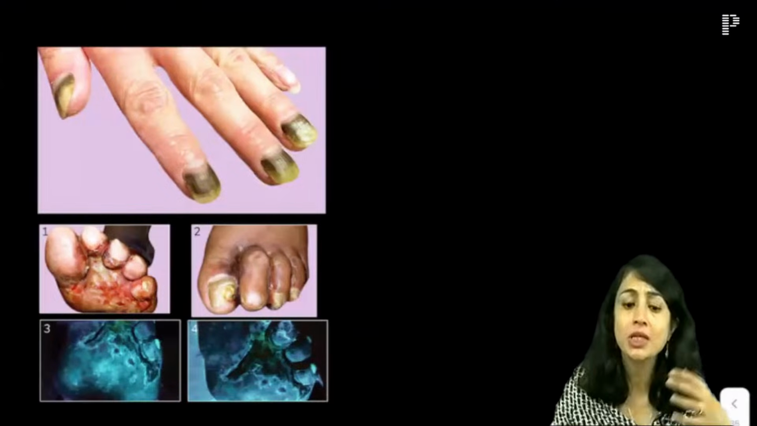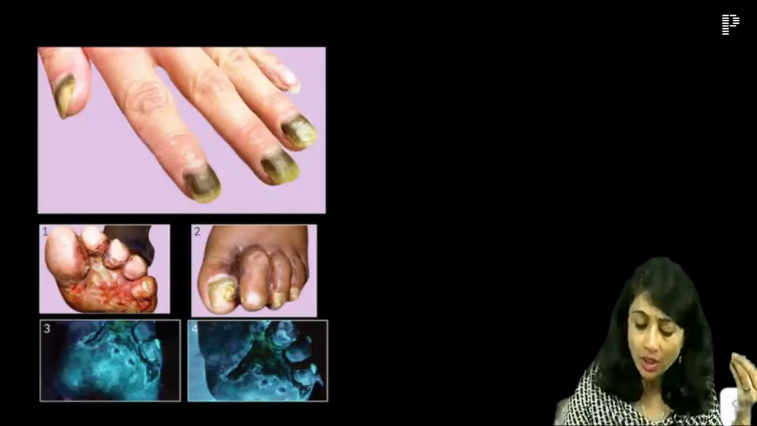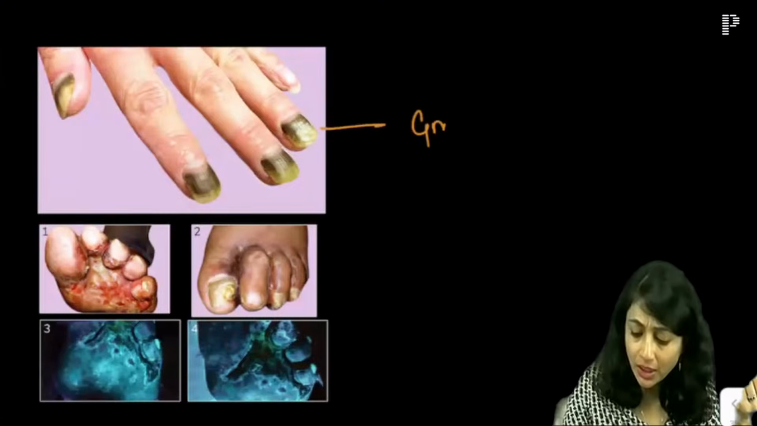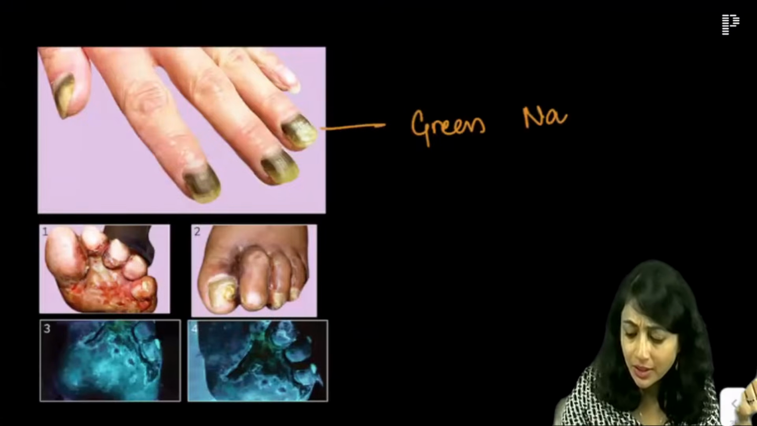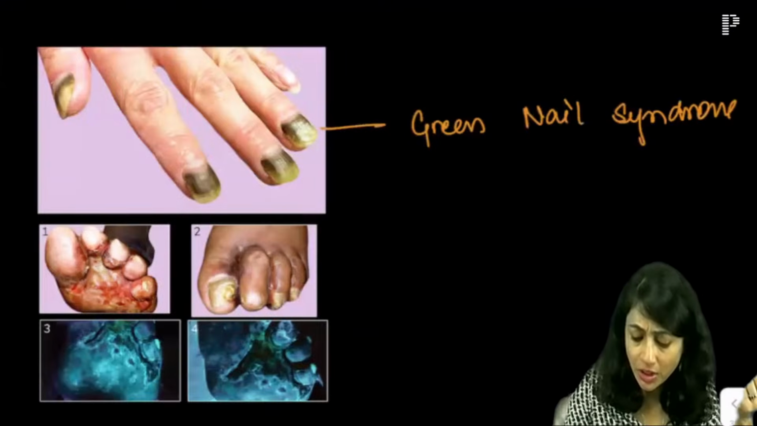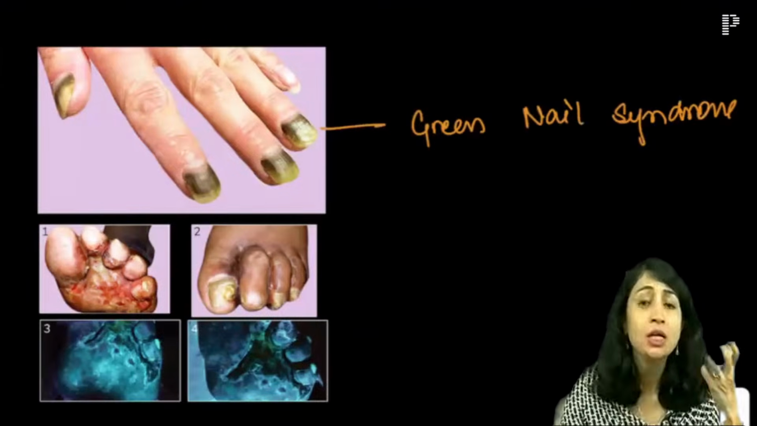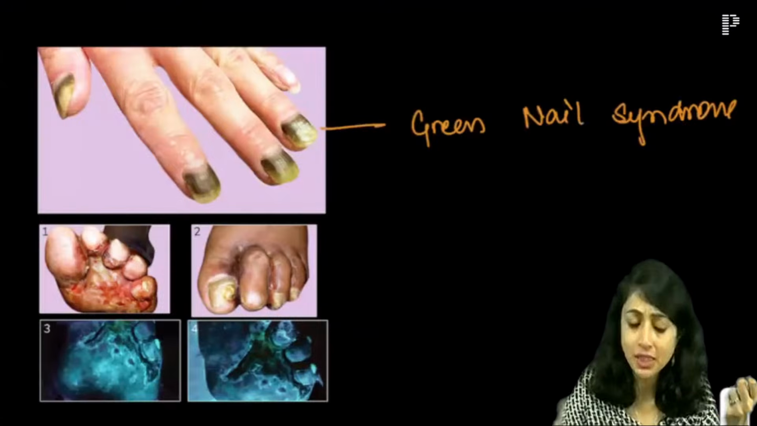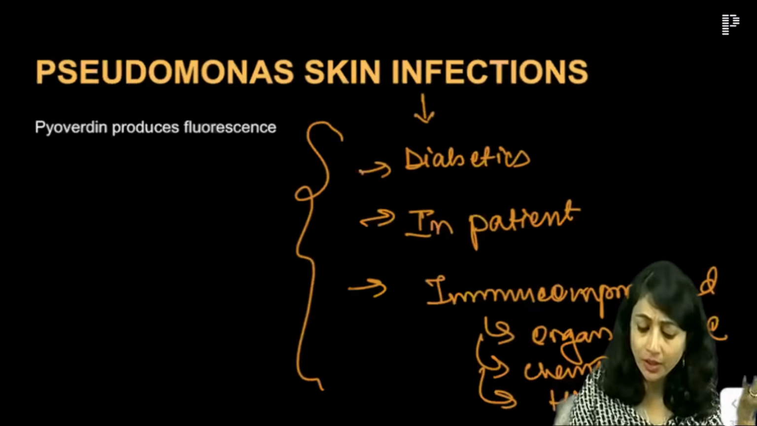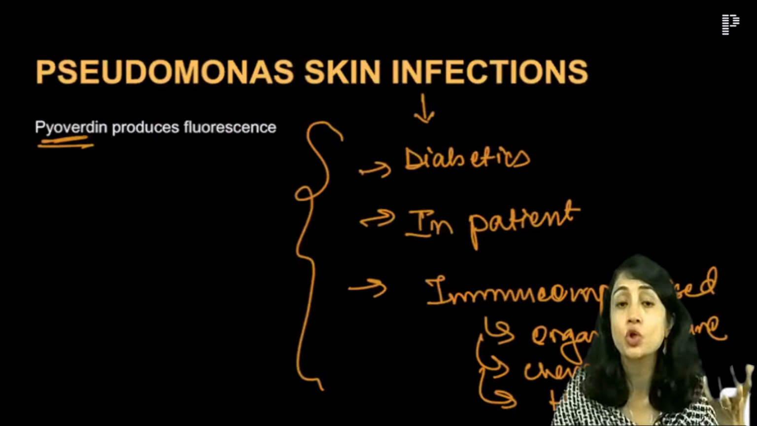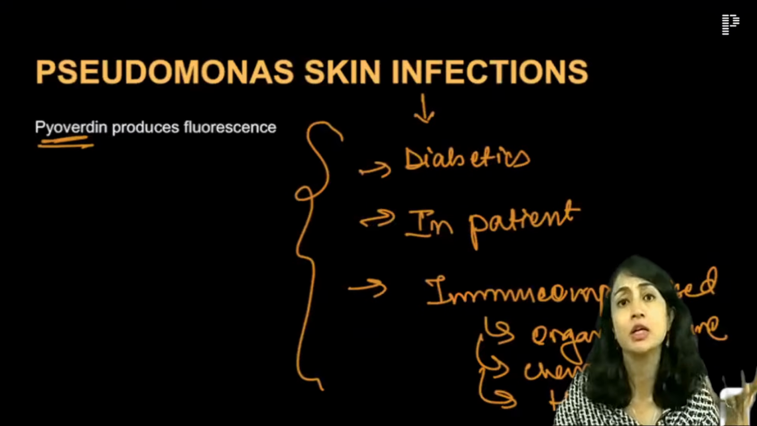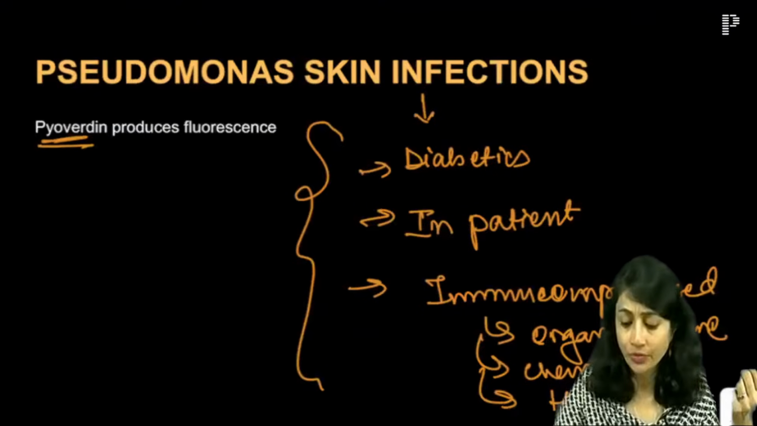Now, Pseudomonas can lead to a lot of features. The common infections being, it can cause green nail syndrome, where when you examine the nail of the patient, it's all green. This is because of Pseudomonas colonization in the nail, and this Pseudomonas releases a substance called pyoverdin, which emits this greenish fluorescence.